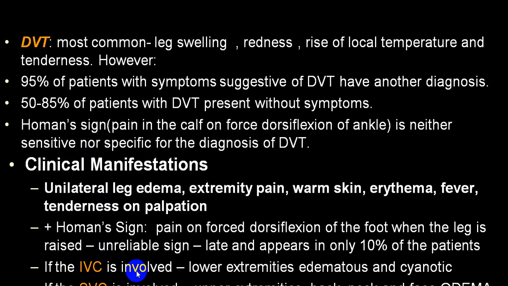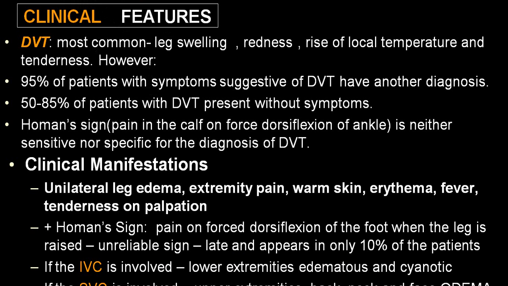If there is an inferior vena cava involvement along with the deep vein thrombosis, then the lower limb will be edematous and cyanotic. If there is a superior vena cava involvement, then you will have edema of the upper extremities, neck, face, etc. And you will have dilated veins over the shoulder and over the chest, extending into the abdominal region. And the blood flow will be from above downwards in case of superior vena cava, and in case of IVC obstruction, it will be from below upwards.